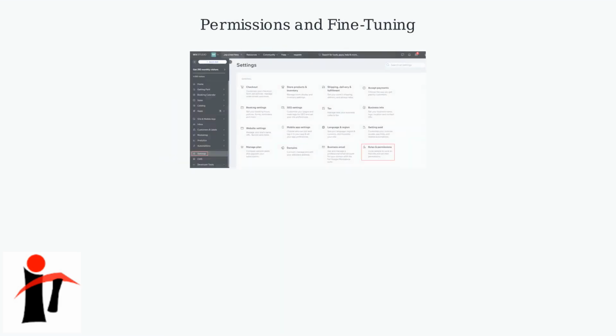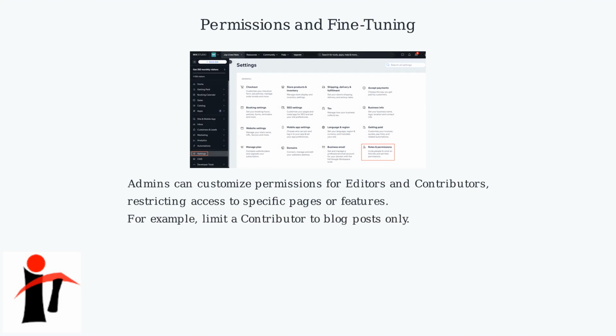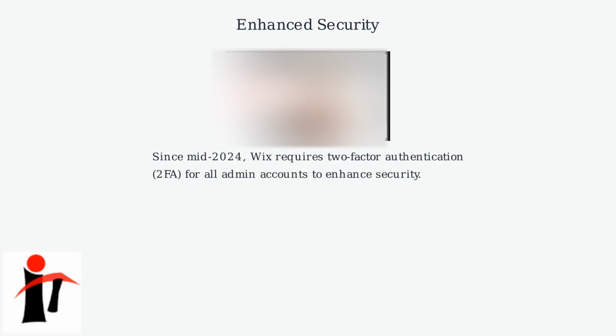Permissions are tied to roles, but admins can fine-tune them. This allows restricting access, such as giving a contributor access only to specific blog posts, preventing unauthorized changes. For security, Wix has required two-factor authentication for all admin accounts since mid-2024, protecting against unauthorized access.